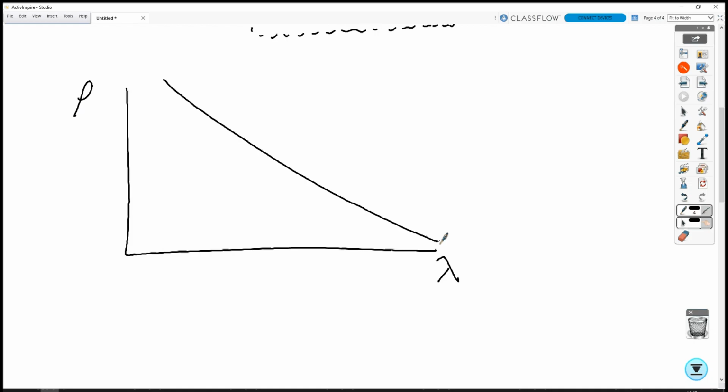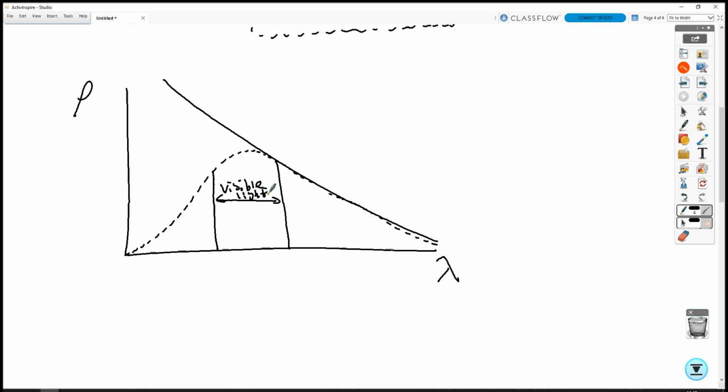Now, doing it experimentally, when we actually do experiments and measure the amount of radiation coming off of things, it ended up looking like this. Where these 2 points here were visible light. So, this was the ultraviolet catastrophe.